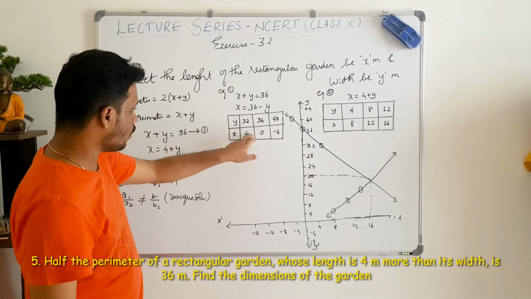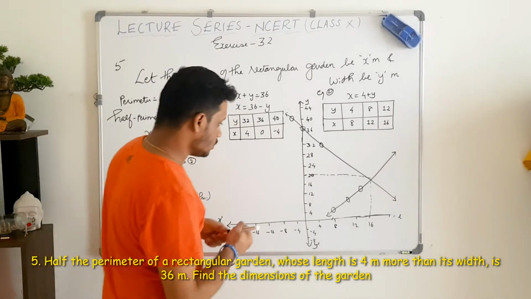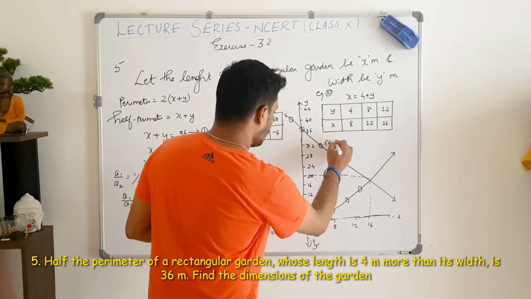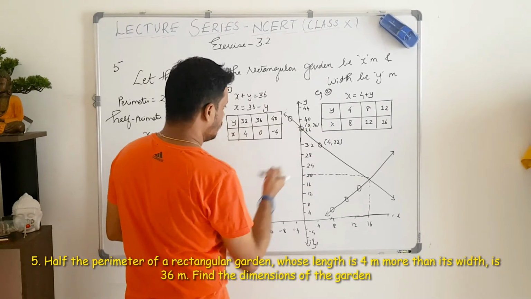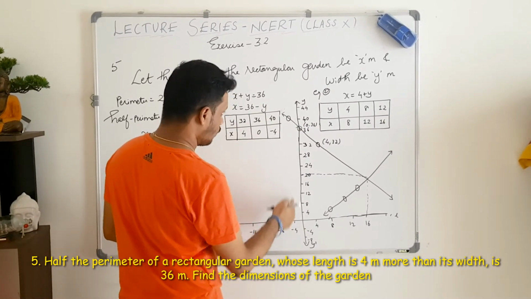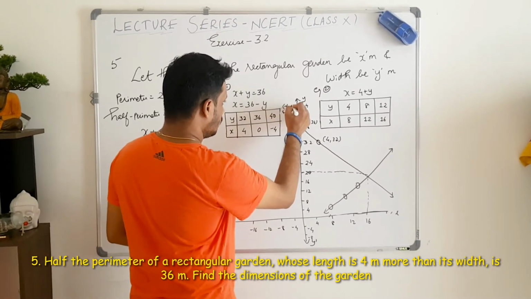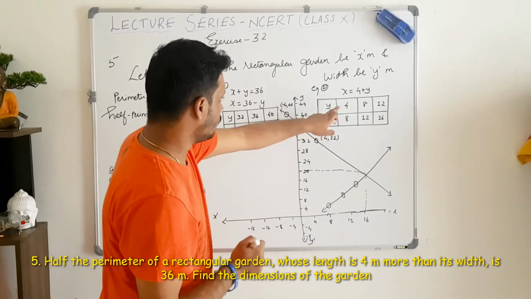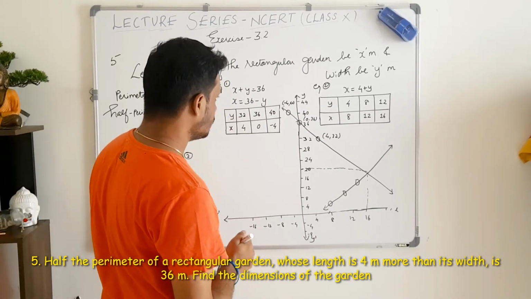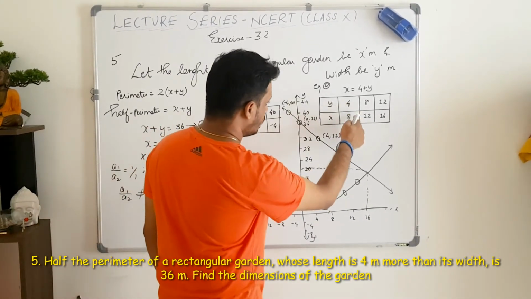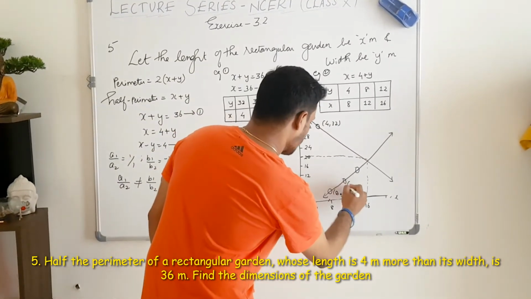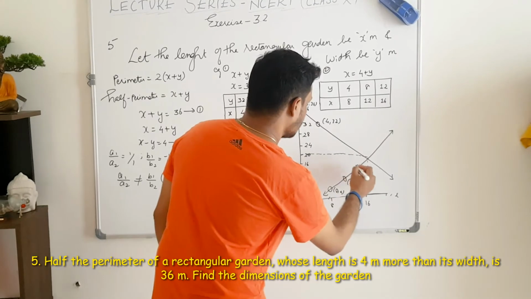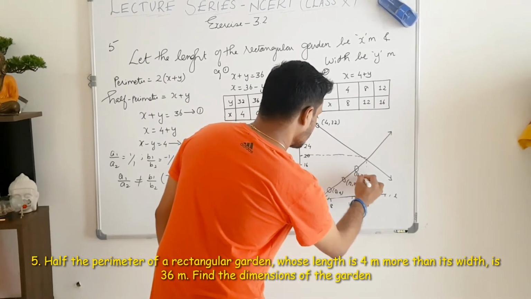The first value is 4, 32. 4, 32 is here. Then it's 0, 36, which is this point. Then we have minus 4, 40, which is here. And when you go to the next equation, you have 8, 4. 8, 4 is here. And 12, 8. And the last one is 16, 12.